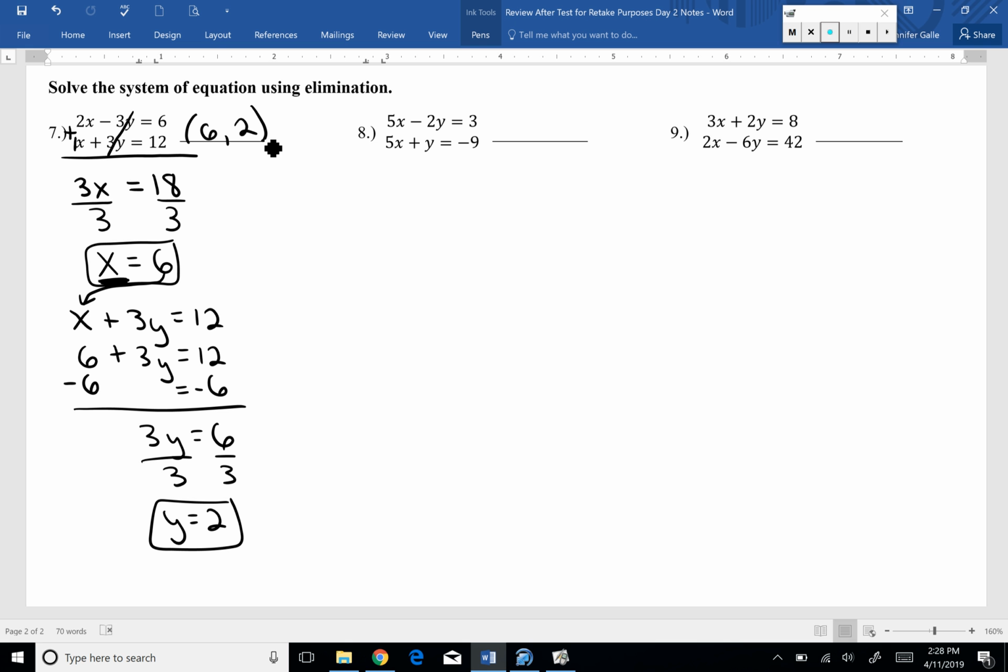All right, so number 7, we had a pair of opposites. It was the y value in this case. It's not always x that you have to get rid of.